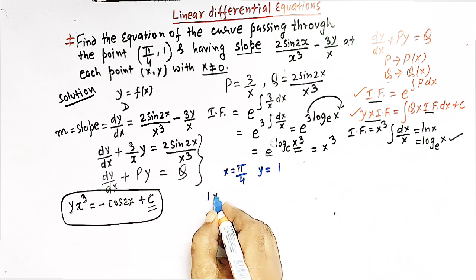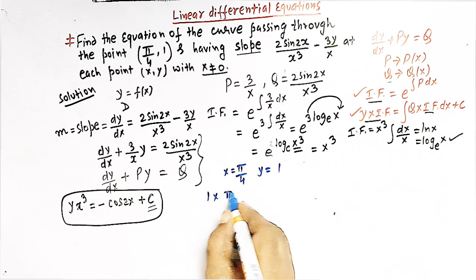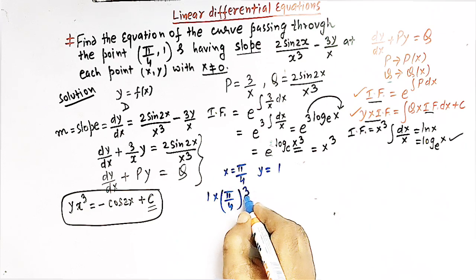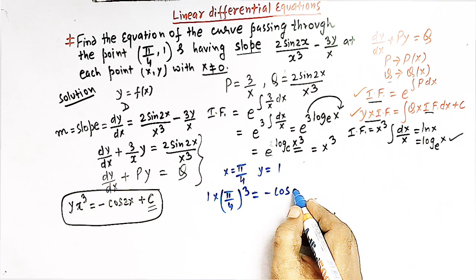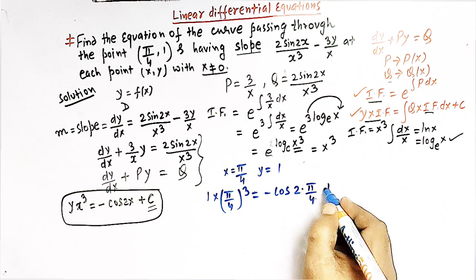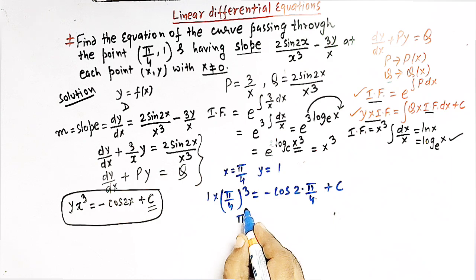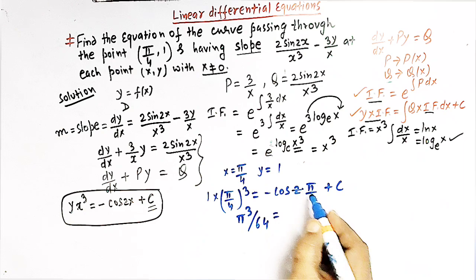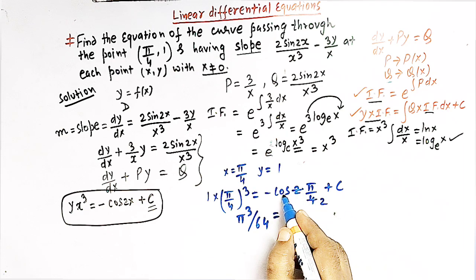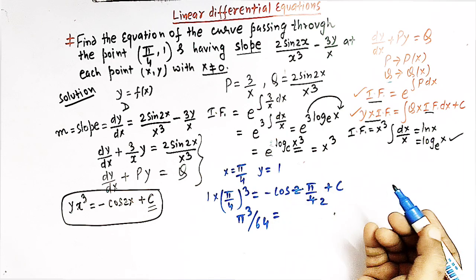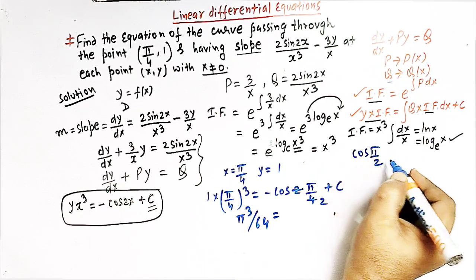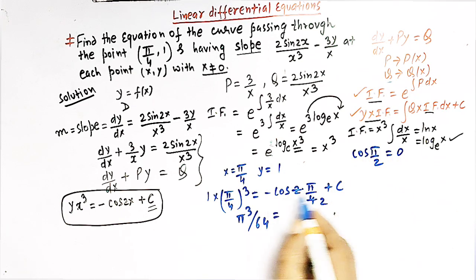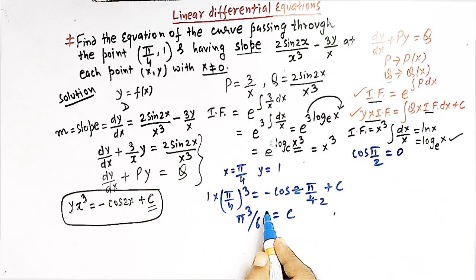So here we have 1 times y is 1, and we have pi by 4 raised to 3, and then we have minus cos 2 times pi by 4 plus c. So this is simply pi cube over 64, and here we have 2 times 2 is 4. This is cos pi by 2. Cos pi by 2 is equal to 0, that is cos 90 is 0. So here this term is 0, so we are left with only c, right? So the constant of integration c has this value.